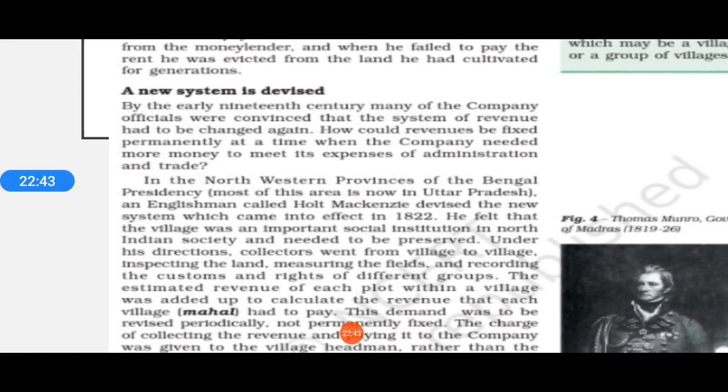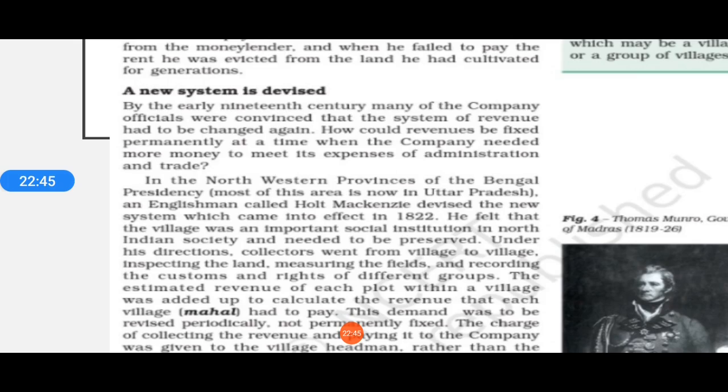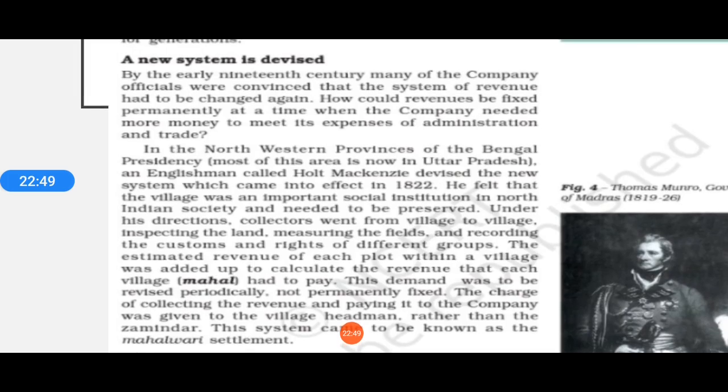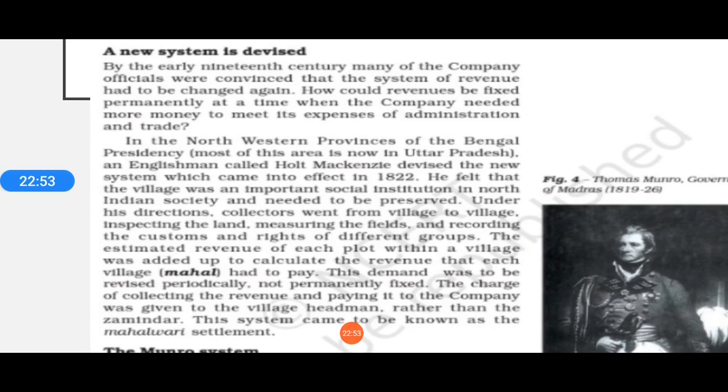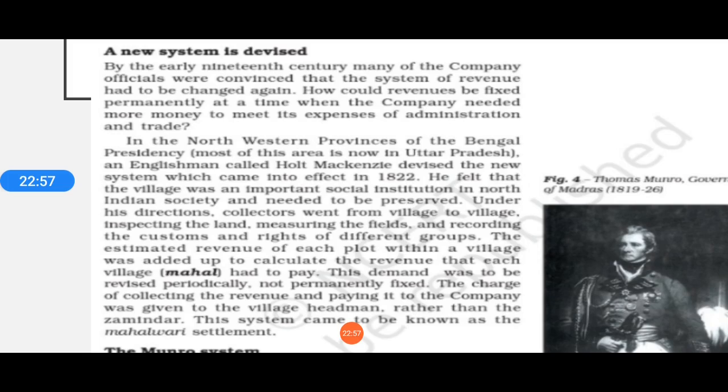So under the system, now what happened? Zamindars were not playing any role. They were out of the story. So village headmen were very important. Now their responsibility was to collect the taxes from the peasants.